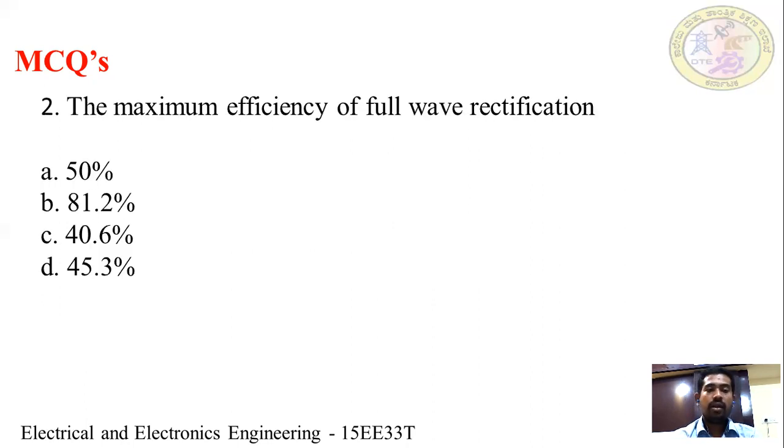The second question is, the maximum efficiency of full wave rectification is: option A 50%, option B 81.2%, option C 40.6%, option D 45.3%. We know that for the full wave rectifier it is option B, that is 81.2%. In half wave rectifier we are getting half of this, that is 40.6%. In full wave rectifier, the maximum efficiency which we are getting is option B, 81.2%.